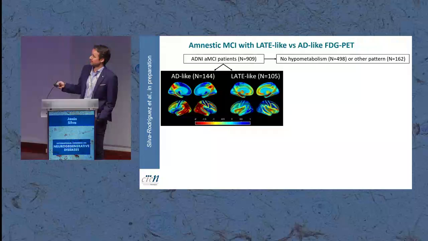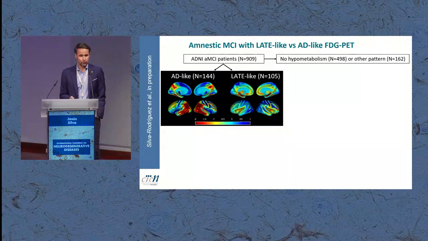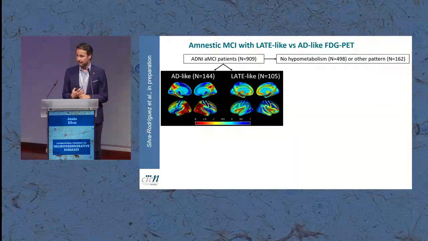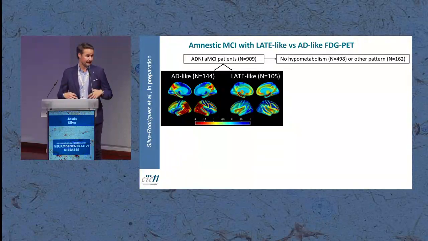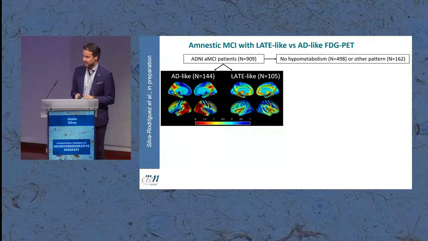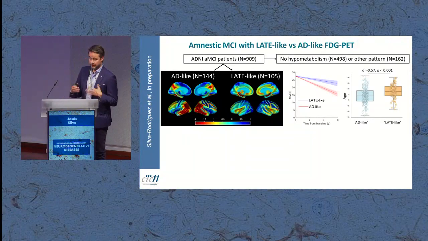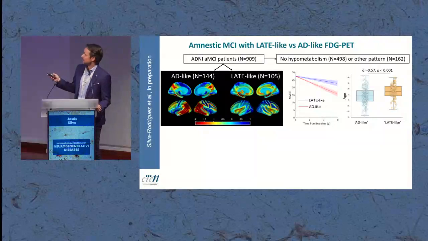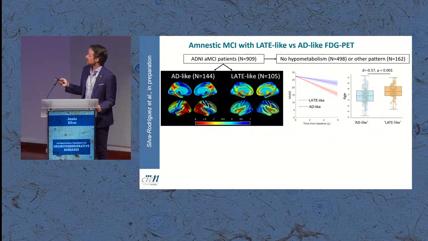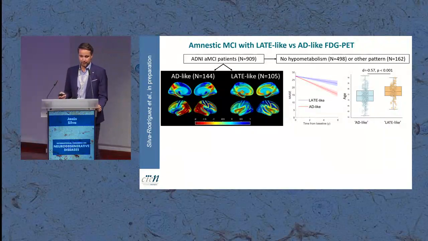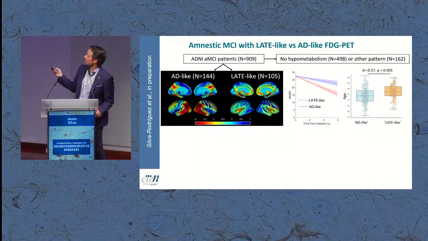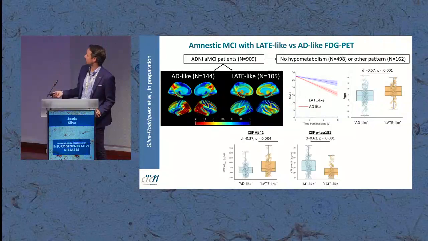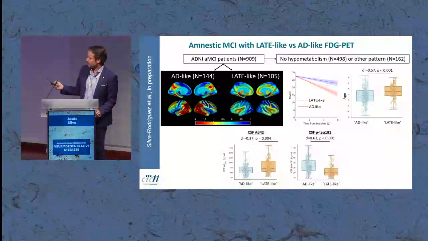Most recently, we also extended this work to amnestic MCI. So this is an interesting approach because we know that LATE is a very slowly progressive disease. So we expect that MCI populations may be enriched for these LATE patients. And in a large cohort of amnestic MCI patients with 909 subjects, we identified 105 possible LATE-like patients. And again, similar to what we see in AD demented patients, we can see a slower progression in these patients. They are older. They have less abnormal AD biomarkers.